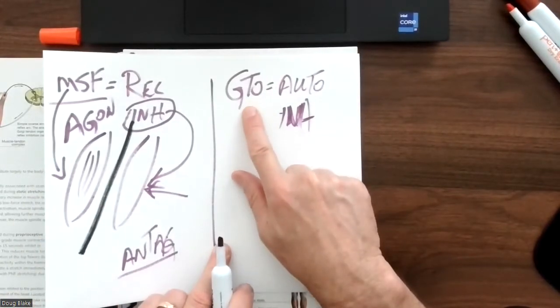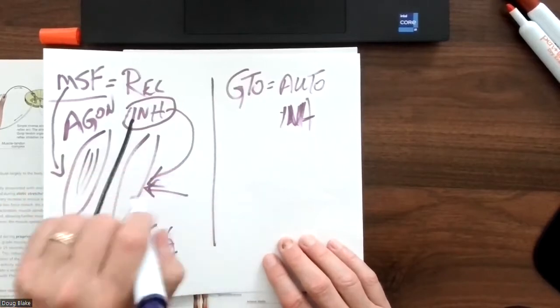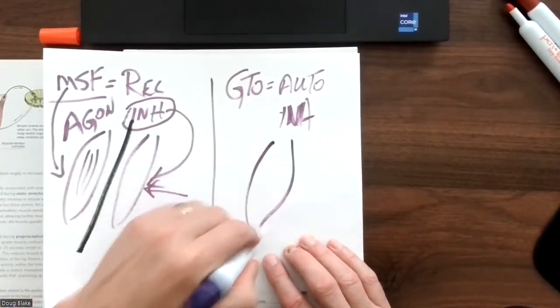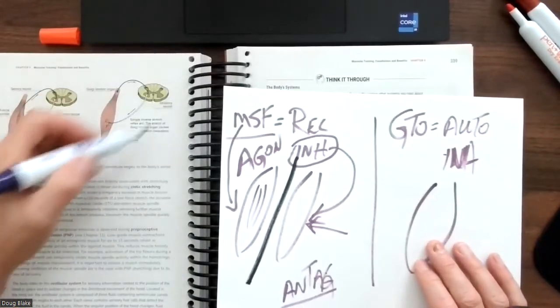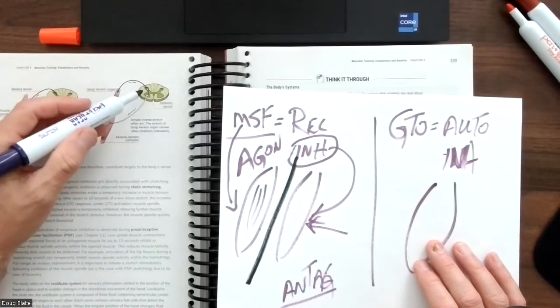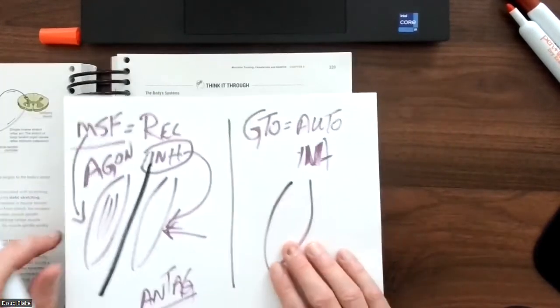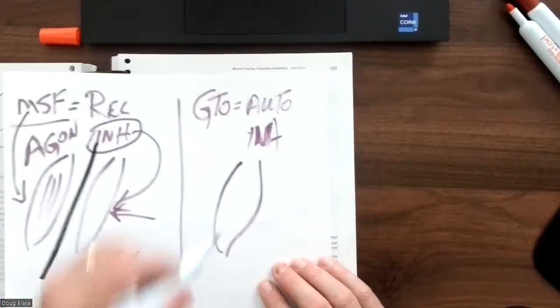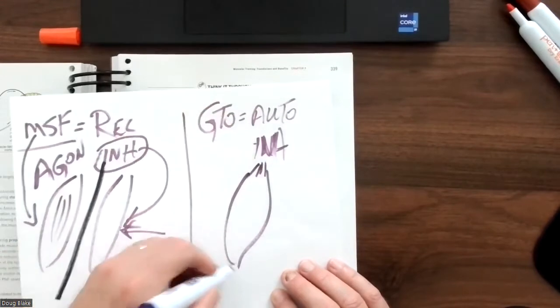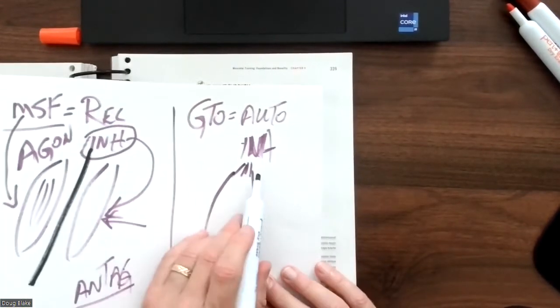The GTO talks about autogenic inhibition. Well, in autogenic inhibition, we're dealing with basically one muscle, and that's what this picture right here is showing you. What the GTO does is it inhibits the muscle that it is connected to. So the GTOs are located in the musculotendinous organ.